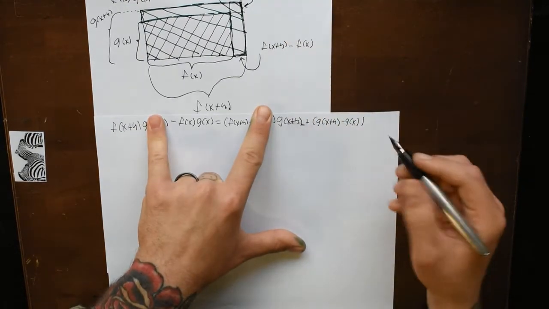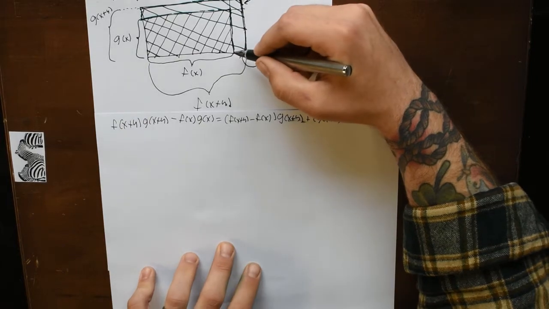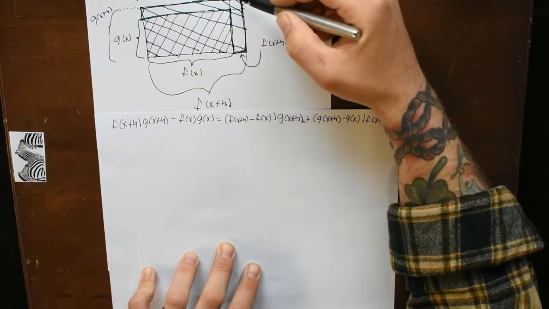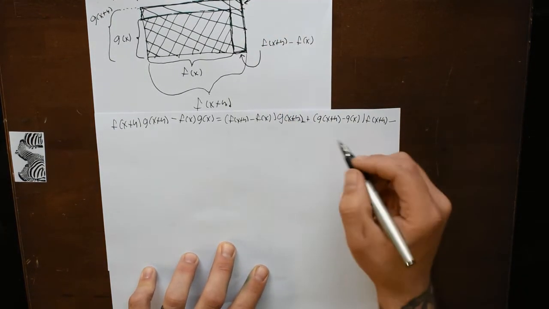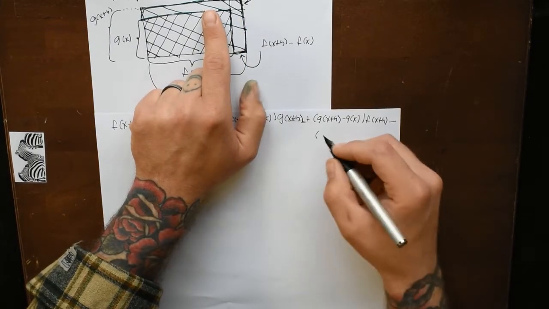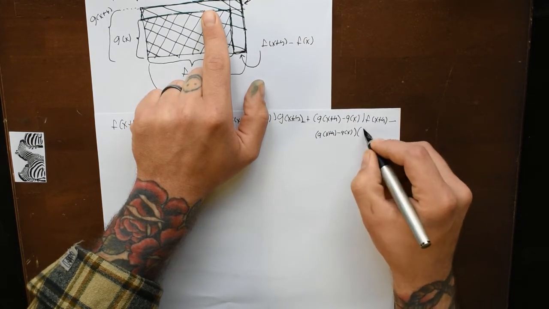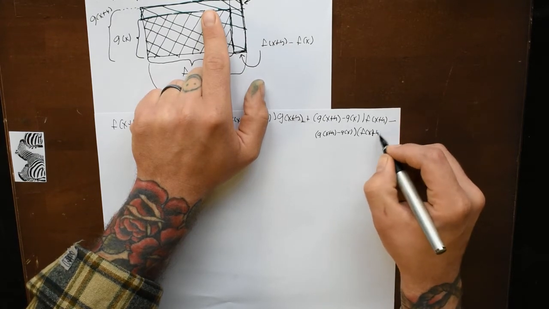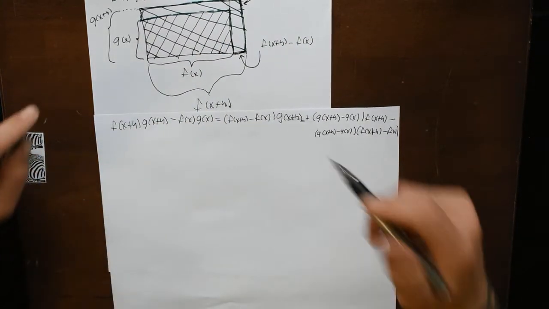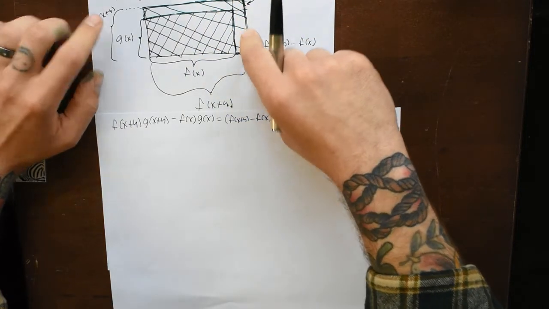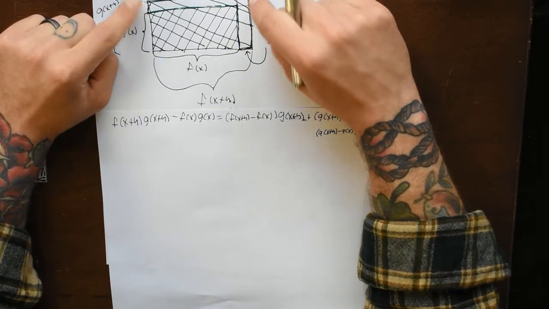Times its length, which is f of x plus h. But if we add this area to this area, we have double counted this area. So we will have to subtract this little square, which has area g of x plus h minus g of x times f of x plus h minus f of x. So all we've said by this equation is that this L-shaped area, the difference between the big area and the little area, is equal to that rectangle plus that rectangle minus that square.